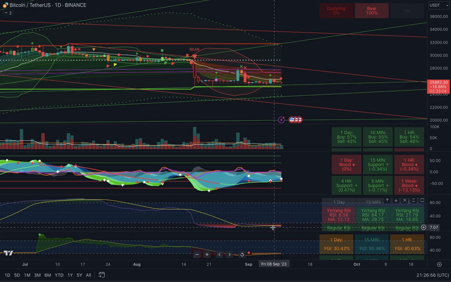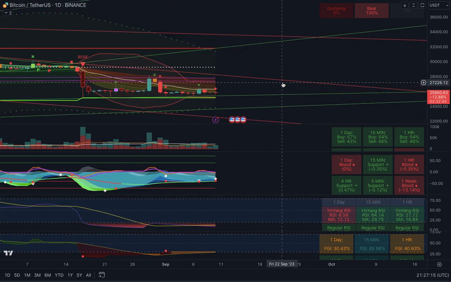Our RSI just crossed under. Our fear and greed is neutral, and our volume is really low. Honestly, like this, it's not looking so good right now. This looked nice, and I could tell that there was going to be a decent pump, at least to the basis line, that was going to occur here. But right now, this isn't looking so hot.